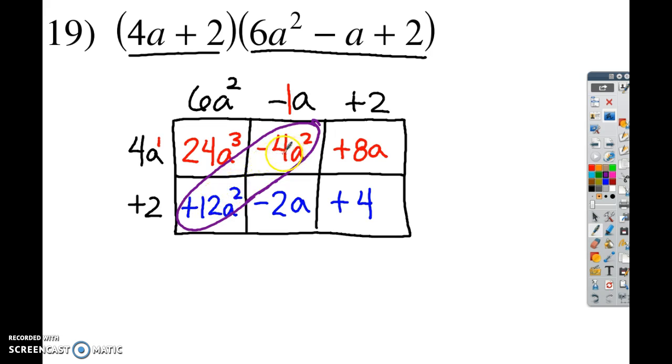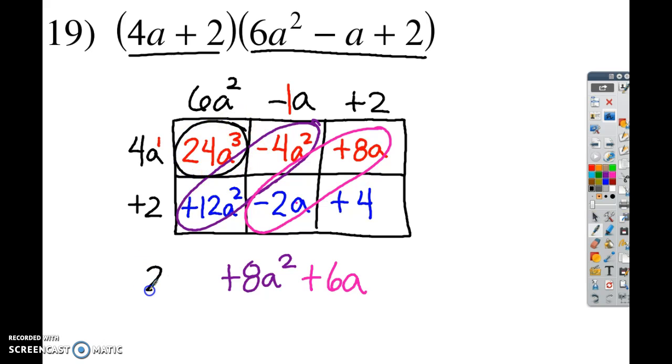You just combine them by adding. So 12a squared minus 4a squared gave us the positive 8a squared. And then these two are also diagonals, and they're like terms, so you combine them again. If they're not like terms, you did something wrong. So negative 2a plus 8a gives you a positive 6a. Okay, and then you're done because the first term goes in the front, 24a cubed, and the last term goes in the back, positive 4. And it's the same exact thing that we got with double distribution.